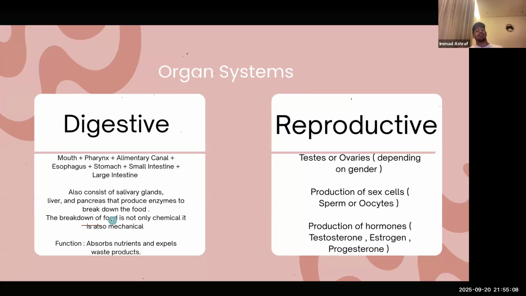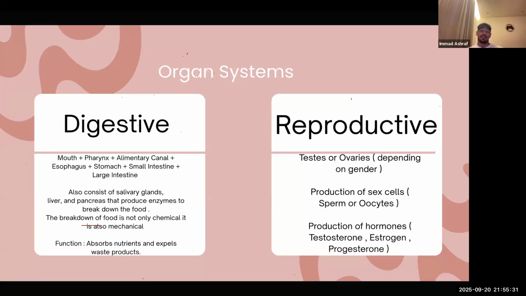Now, the breakdown of food is not only via enzymes, it's also mechanical. For example, when you're chewing, you're breaking down the food into smaller pieces, or in the stomach, this food gets mixed up and also broken down into even smaller pieces. And then peristalsis breaks it down further. So it's not only chemical, it's also mechanical. Mechanical plus chemical is what's responsible for the breakdown of food. And the function is absorption of nutrients and waste products.